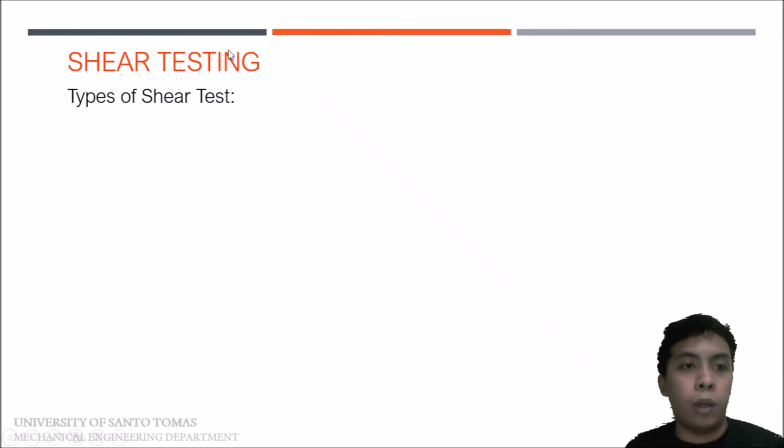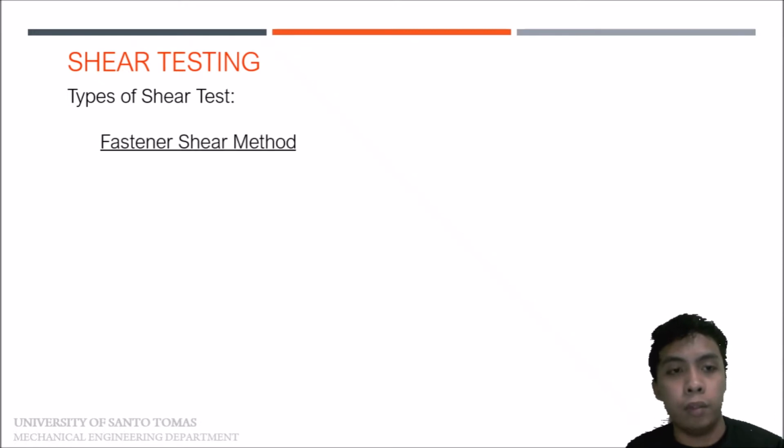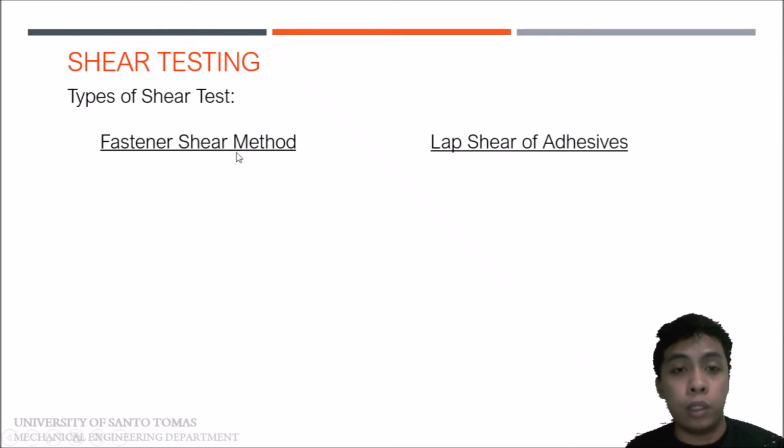Okay, let's talk about types of shear test. So we have two basic types of shear test. First, we have fastener shear method and lap shear of adhesives. So ide-differentiate natin siya later. Describe muna natin tong fastener shear method.